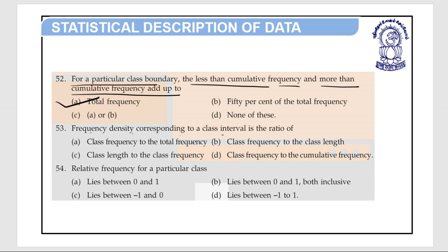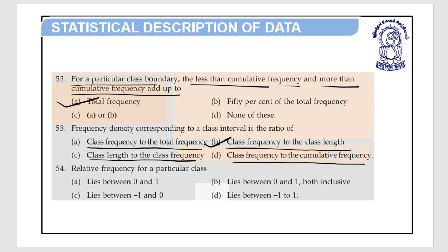Frequency density corresponding to a class interval is the ratio of class frequency to the total frequency, class frequency to the class length, class frequency to the cumulative frequency. So option B, class frequency to the class length. Relative frequency for a particular class.